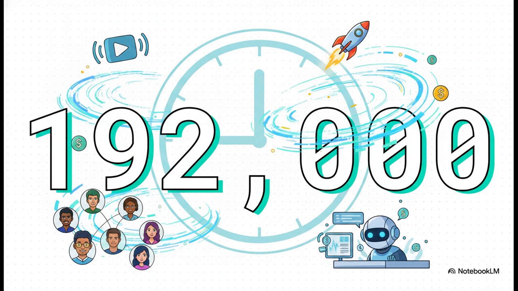192,000. That's the exact number of subscribers a channel named Modern Ideas managed to gain by uploading just 12 videos. Seriously, 12. In just a couple of months, they were generating thousands of dollars. And the crazy thing is, they aren't alone. There are multiple channels replicating this exact same growth curve as we speak. So how on earth are they doing it?